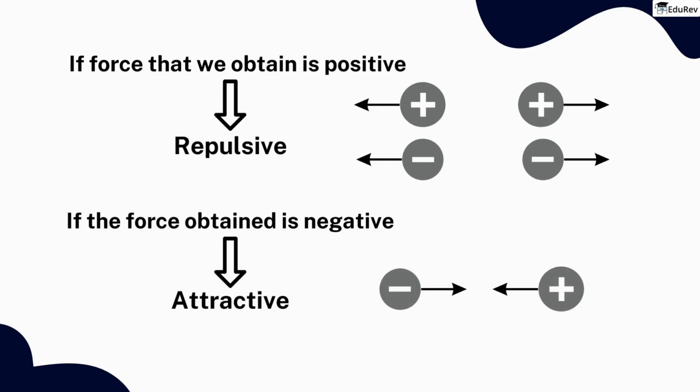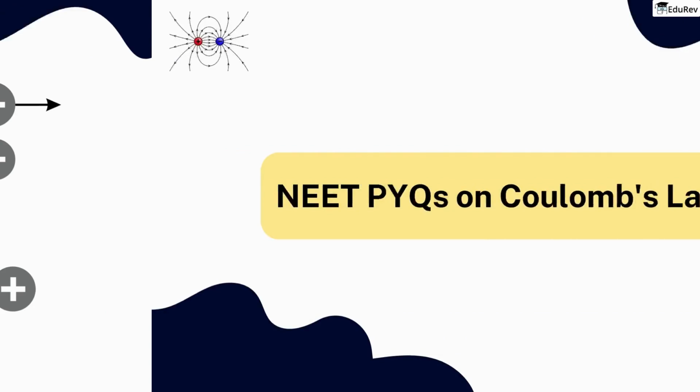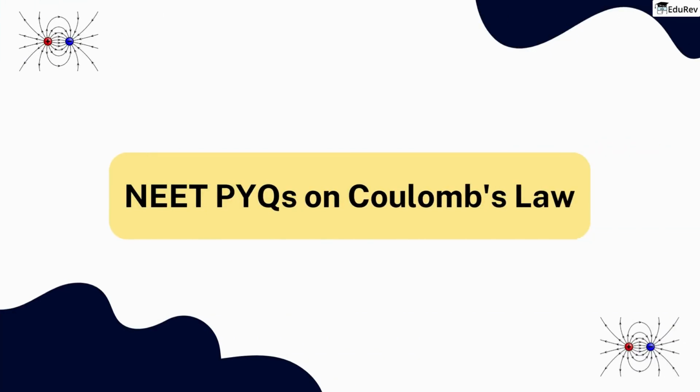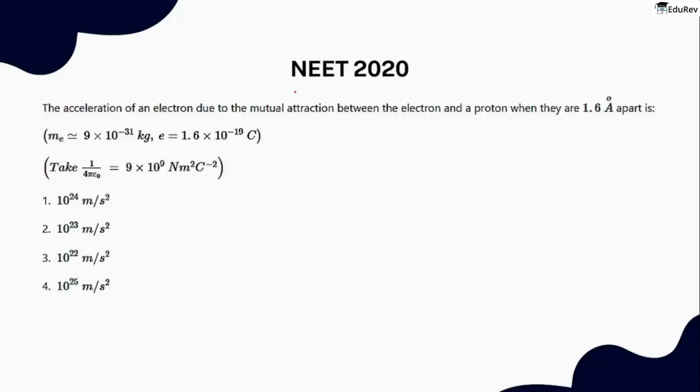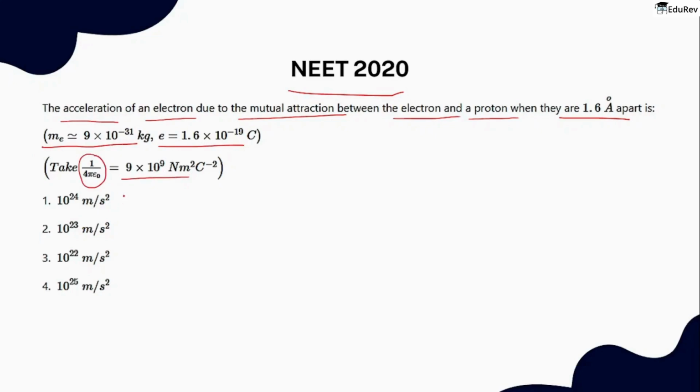Now that we have understood Coulomb's law, let us solve a few NEET previous year questions. This question appeared in NEET 2020. The question says to find the acceleration of an electron due to mutual attraction between electron and a proton when they are 1.6 angstrom apart. The mass of electron and the charge on one electron is given in the question. Also the value of 1 by 4 pi epsilon naught is given. We have 4 options as follows.